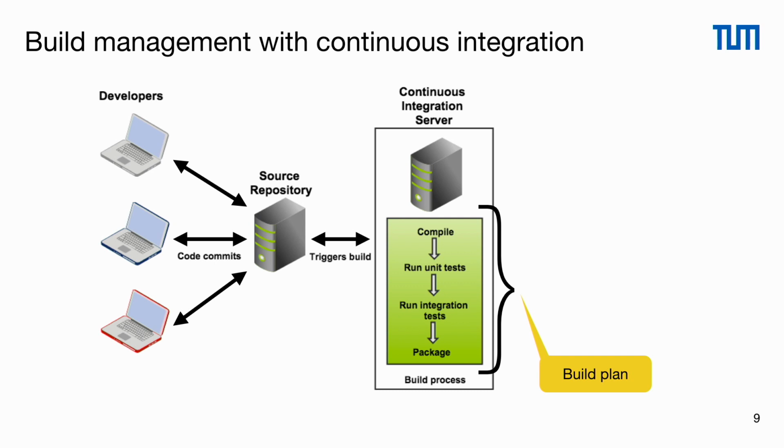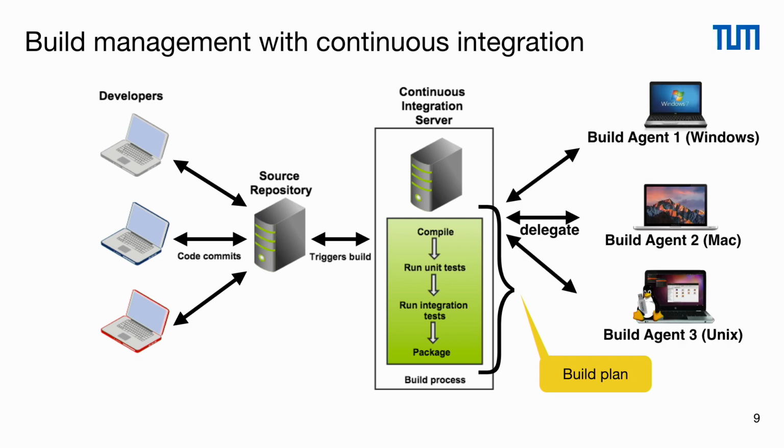Each integration is verified by an automated build to detect integration errors as quickly as possible. For each target environment, for example different operating systems, the central build server delegates the build to so-called build agents, which compile, test, and package the code on the actual target environment, for example different operating systems such as Windows, Mac, or Unix. Build agents are used to reduce the load on the build server and to scale continuous integration.